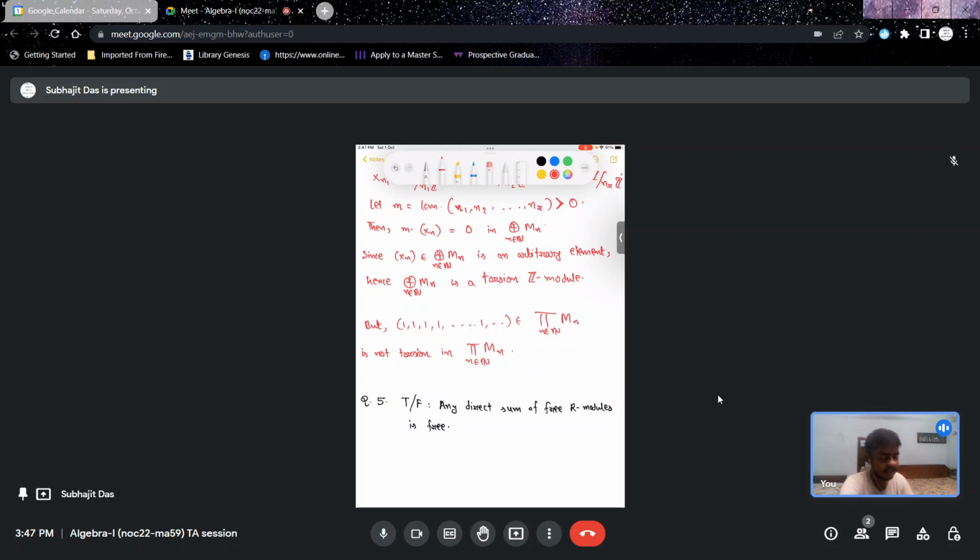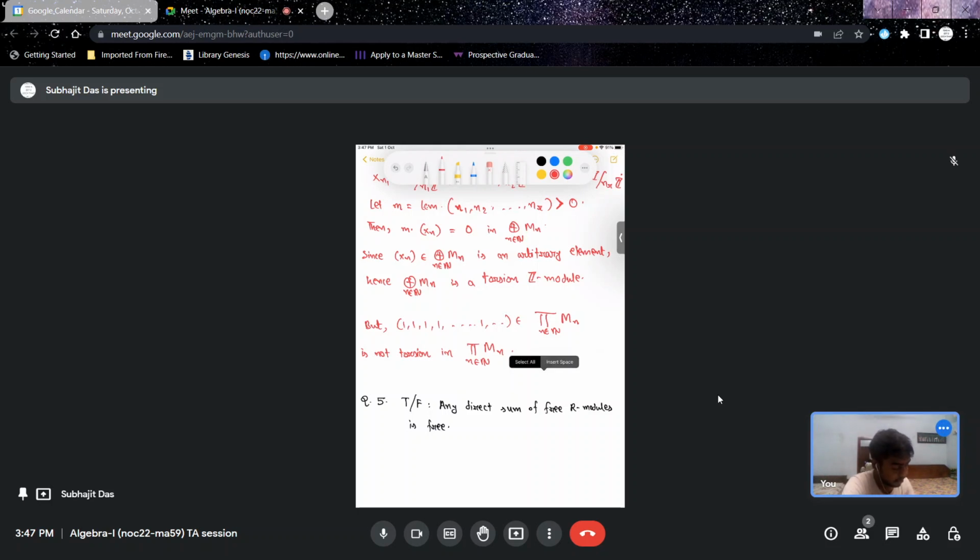And the reason is again very easy, right? You can just take any non-zero integer m. We claim that m times this element will not be 0. Why? Because you can just take another integer which is relatively prime to m, right? So in that particular component, after multiplying by m, you will not get a 0, right?